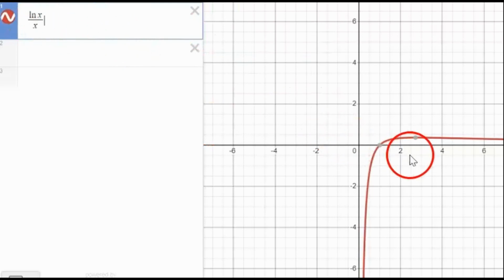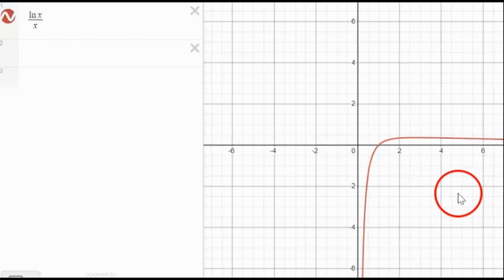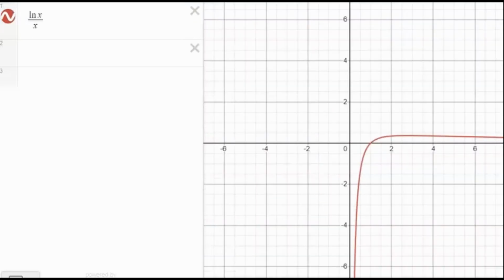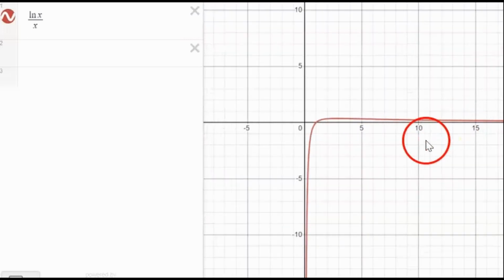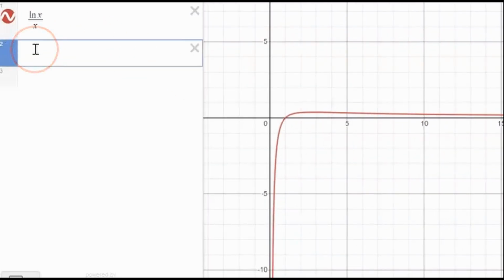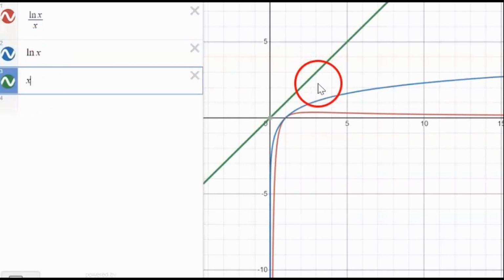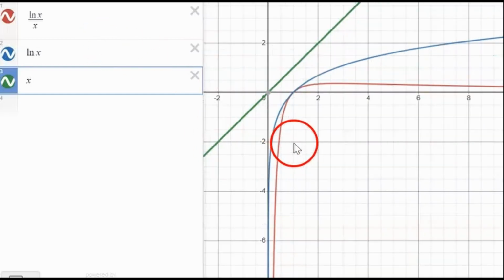Here's ln x over x. And this is the function here. And it looks like ln x, but the x is overtaking. And as we go to infinity, so we get farther and farther away, it does go to 0. And let me just show you what ln x looks like and also what x looks like. So ln x is the blue and x is the green here. And notice that initially our function of interest, which is the red function, is the one we care about. That looks more like ln x because ln x has the steepest change here.